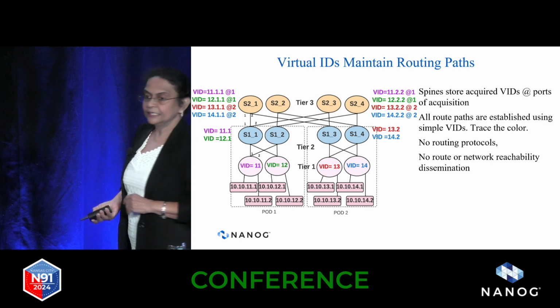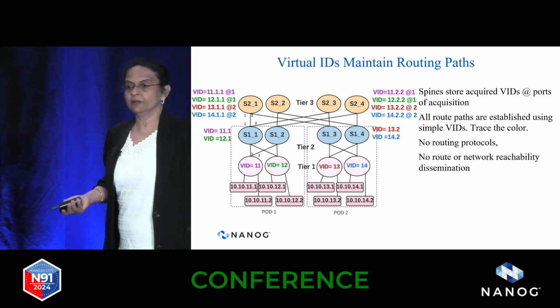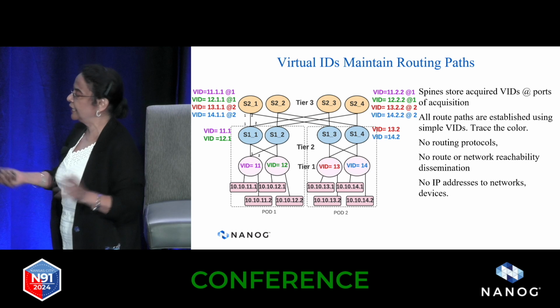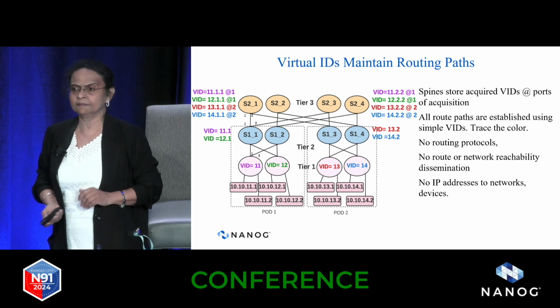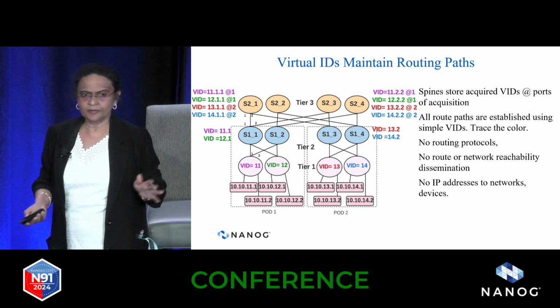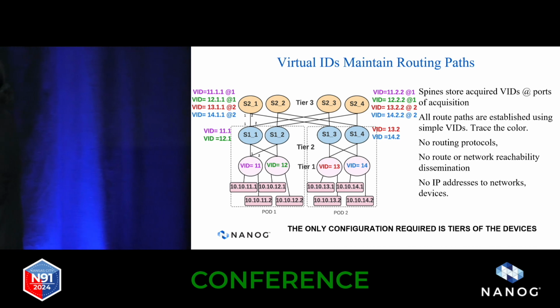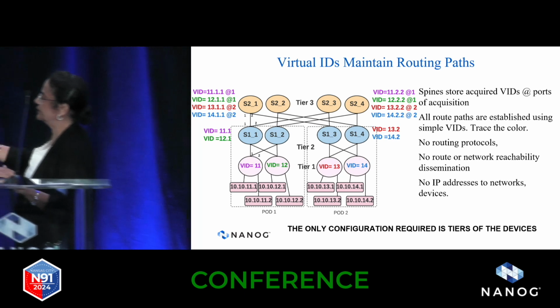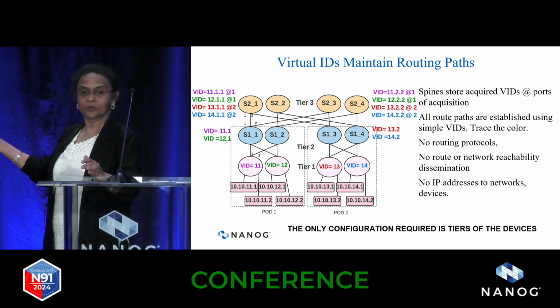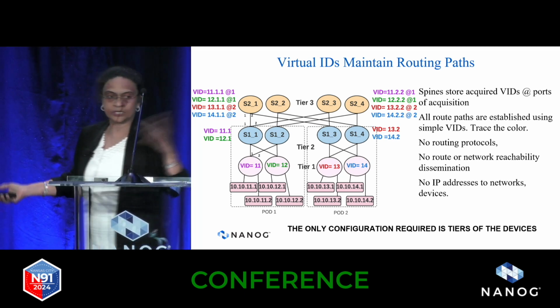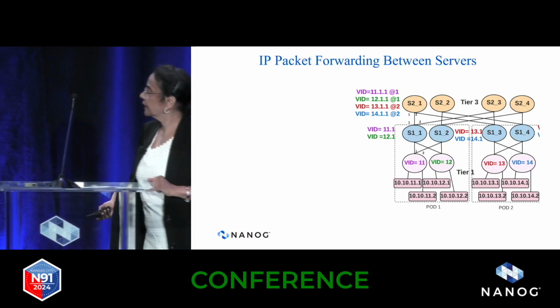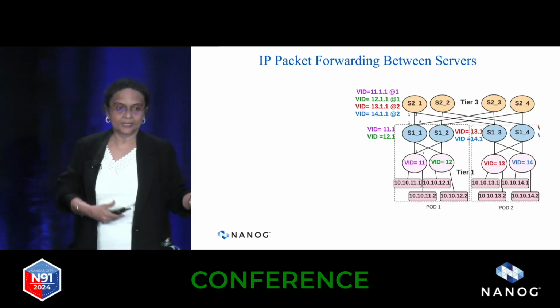No router network reachability dissemination to everybody in the network, no IP addresses to networks or devices, minimal configuration needed here. The only configuration required is I have to tell these devices you are tier 1, you are tier 2, etc., and that's it.